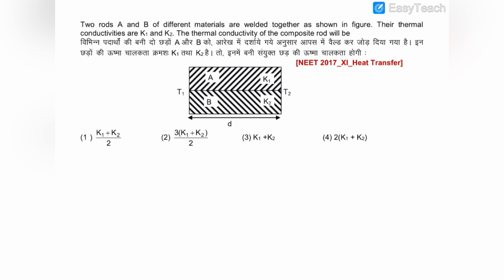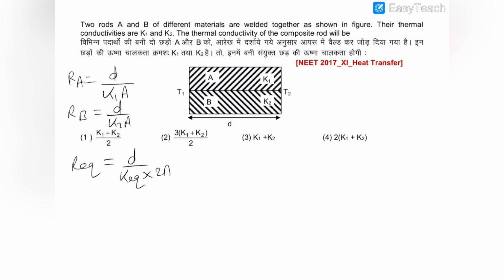So we know that they are in parallel, and the resistance Ra of the first slab would be d upon K1A, where A is the area of cross section, and the resistance Rb of the second slab would be d upon K2A. The equivalent resistance of the combined slab would be d upon K equivalent into the total area, which is 2A, because for the combined slab the total area is 2A, but the length is d. So we can substitute the values in the formula, which is 1 upon R equivalent is equal to 1 upon R1 plus 1 upon R2.